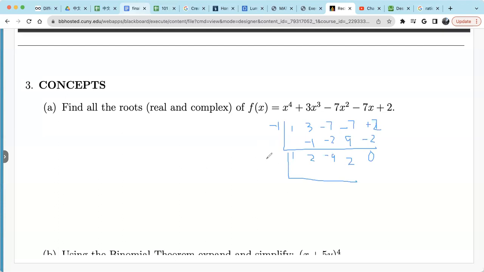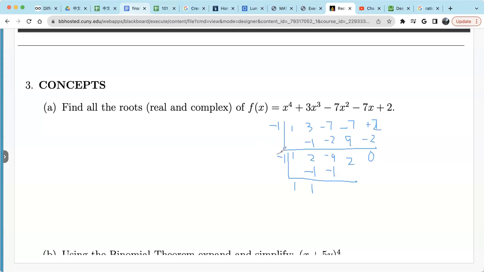Should we try 2? Sometimes we could try -1 again, but let's try 2. Or maybe try -1 one more time to see if it works. If we get x plus 1 squared, which means -1 is a root with multiplicity of 2. So I still pull this one down. -1 times 1, I get -1. Add those two, I get 1. -1 times 1, I get -1. Oh, this one is not. I get 10, so it's not.